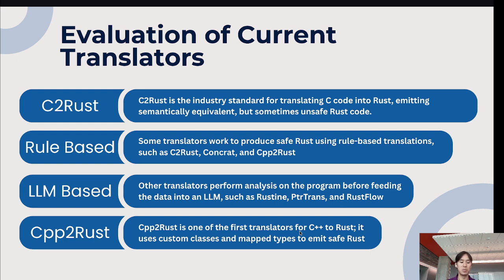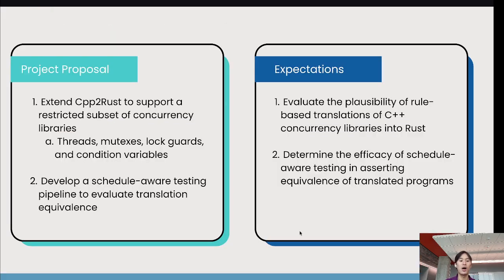And then there's CPP2Rust. CPP2Rust is the most important translator for my purposes, and it is one of the first translators for C++ and Rust. It uses custom classes and maps types along with rule-based translation to emit safe Rust. However, because it uses these mappings and custom classes, not all of C++ has been able to be translated into Rust through this translator. And that's including concurrency. That's where I come in.